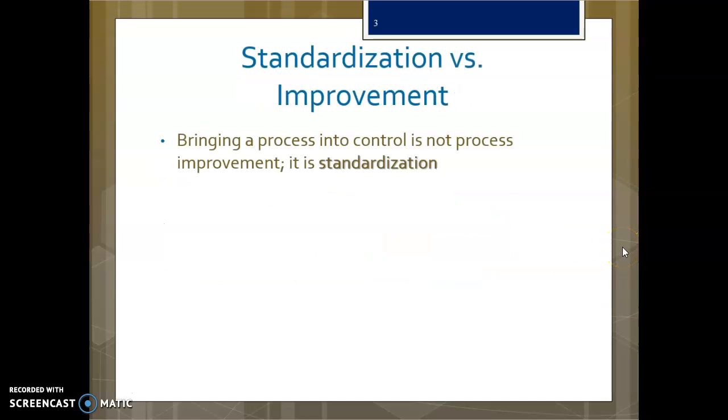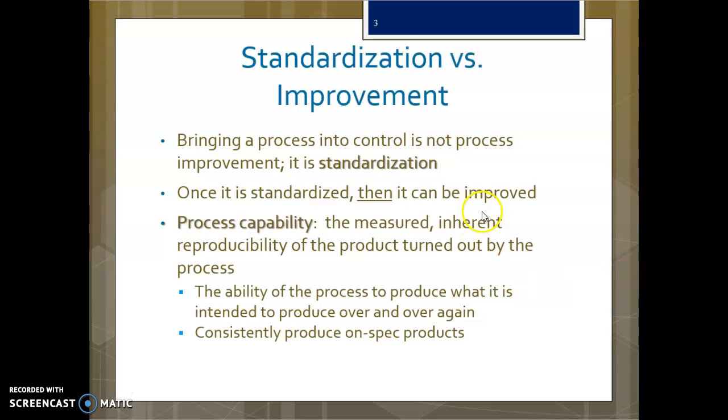Okay, standardization versus improvement. So bringing a process into control is not process improvement, it's standardization. So once it's standardized, then you can improve upon it because then you know what you're doing, you're working through it. So process capability is the measured inherent reproducibility of the product turned out by the process. Here, and this is really what it means, the ability of the process to produce what it is intended to produce over and over again.